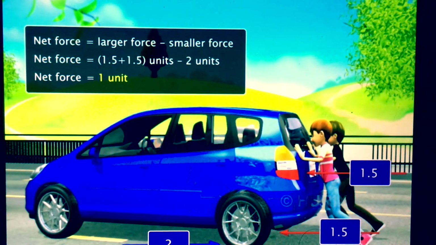The value of the net force is greater than 0. Hence, the forces are unbalanced.